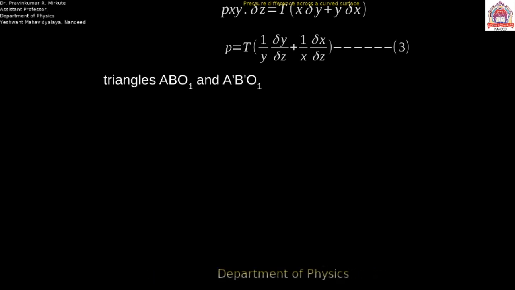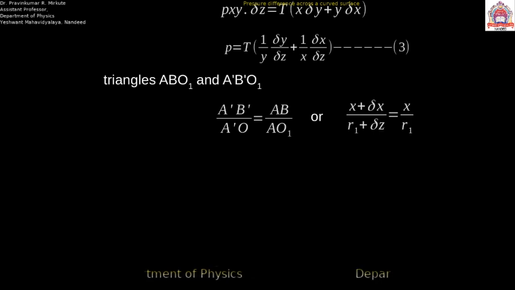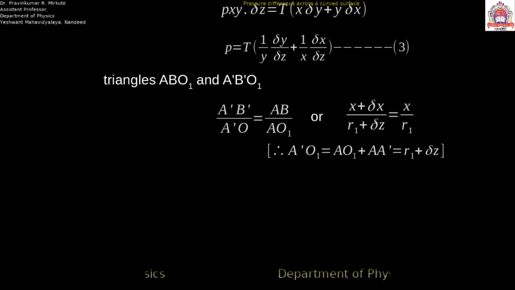Now from similar triangles ABO1 and A'B'O1, we get A'B' divided by AO1, A'O1 is equal to AB by AO1, or AB is (x plus delta x) by R1 plus delta z is equal to x by R1, since A'O1 is equal to AO1 plus R1 delta z. So when we take this, we get this equation.